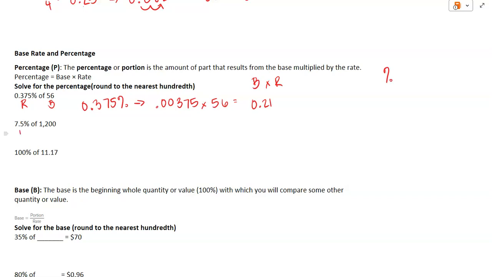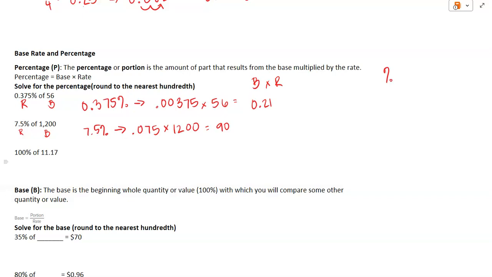Okay, for this next one, again, remember, whatever number has that percent symbol is your rate. And of 1200, that's my base. So I'm going to convert 7.5% to a decimal. So 7.5% becomes 0.075. Now that I've converted that, I can multiply it by my base, and that's going to be 90.